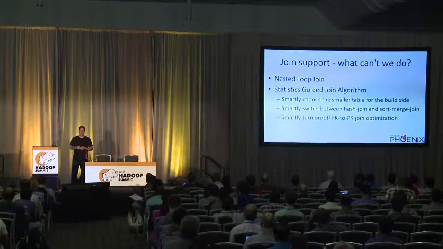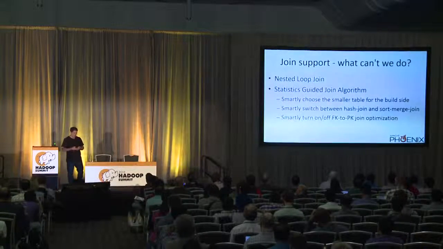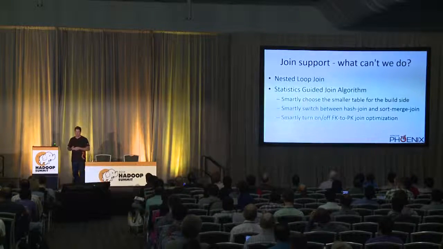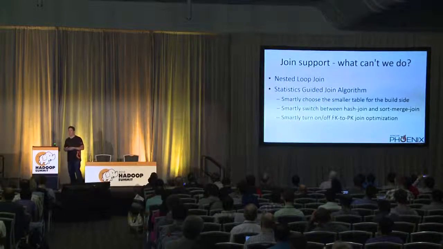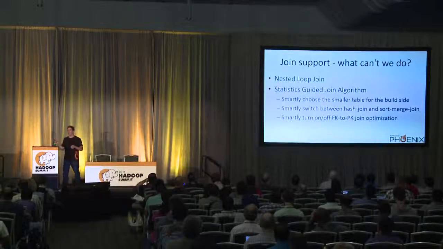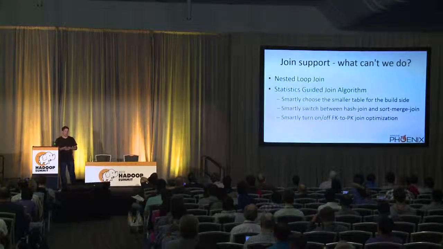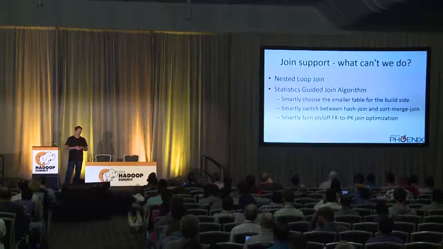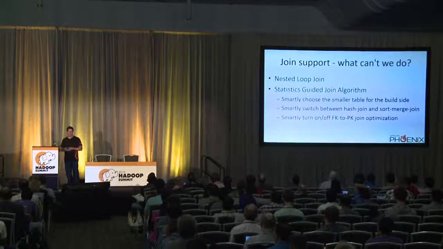There's still things that we can't do. So we don't have a nested loop join algorithm yet. And we don't really use stats yet to guide the choice of which join algorithm we use. And we also don't use stats to determine join order. We do it based on the order that you've listed your tables. So these are things we're going to do, and I'm going to talk about how we're going to do these things.